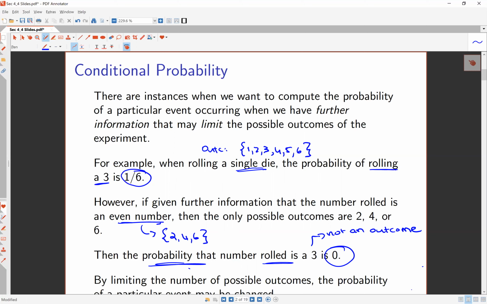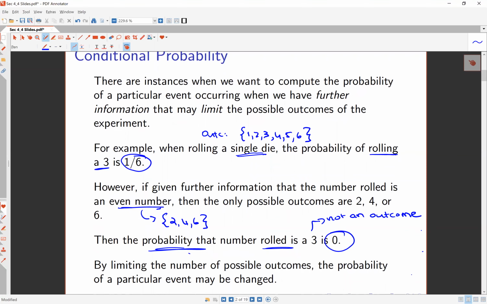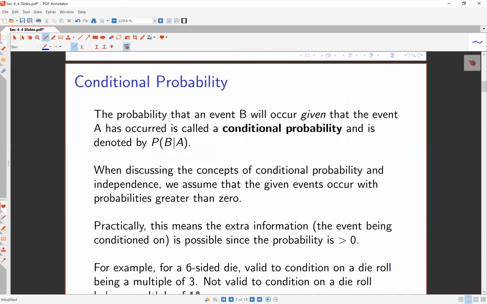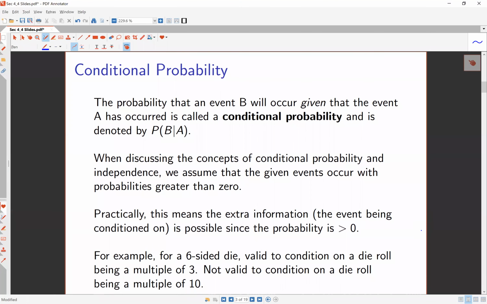So adding some information changed the probability. And this is what conditioning or conditional probability does. It limits the number of possible outcomes, and that may result, it's not guaranteed to result, but it may result in a change of probability. So we have special notation for this.